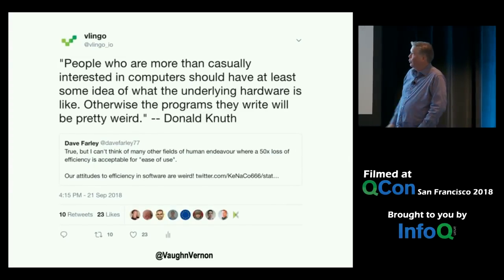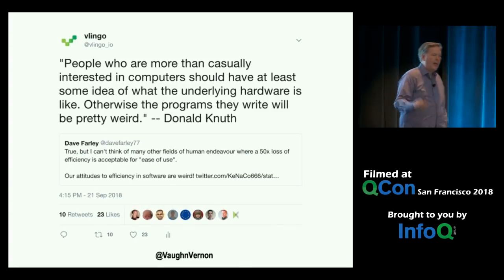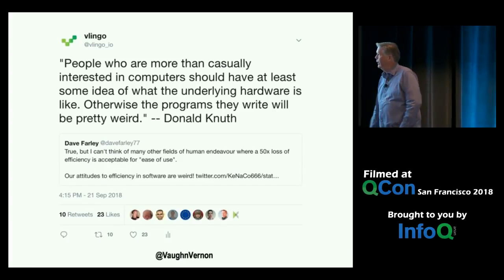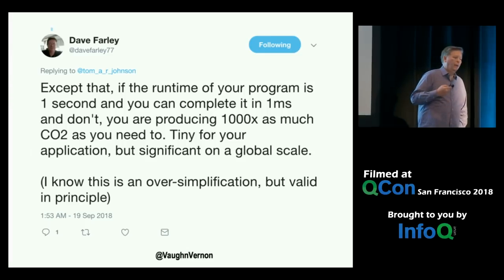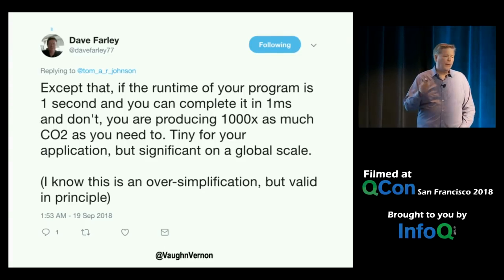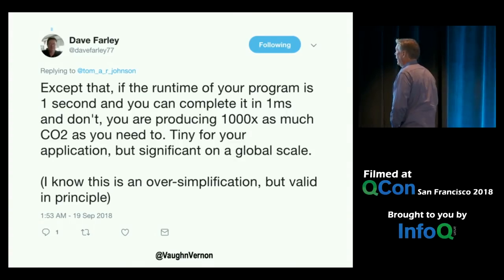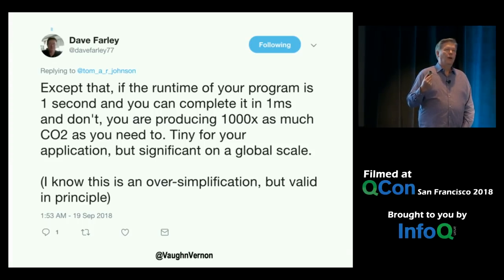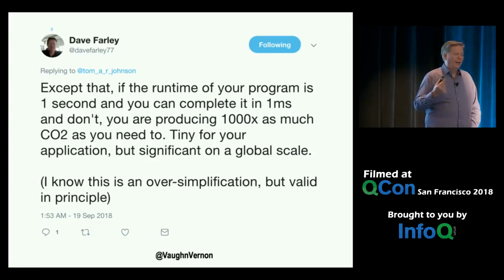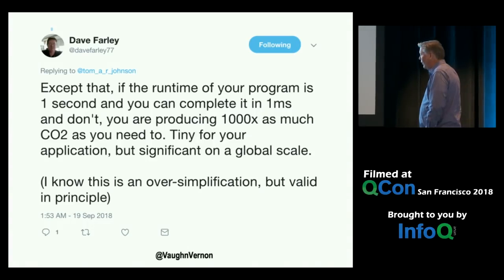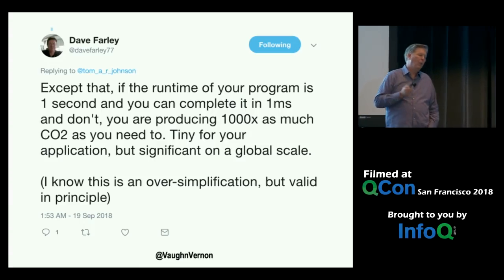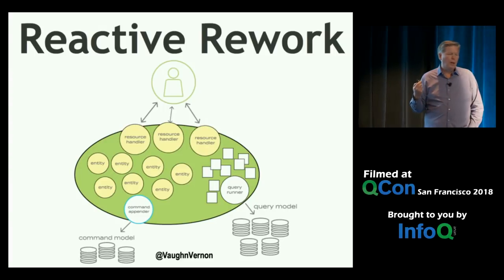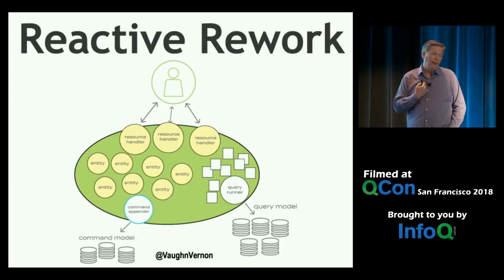And then our Vlingo platform tweeted Donald Knuth saying, yeah, that's right. In fact, if you don't know enough about your hardware, any software that you create for it is going to be pretty weird, right? So have in mind what we're doing to the ecosystem of our Earth by all of these latent, blocking, and inefficient pieces of software that we're writing, and realize that we're producing 1,000x carbon dioxide overhead. I'm not just here to appeal to this side, but there are other factors than just performance and scalability to be aware of, okay? And so ultimately, we want to rework into a reactive system.